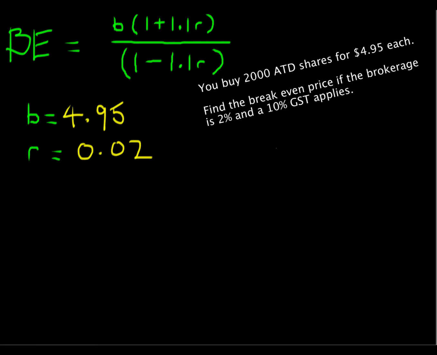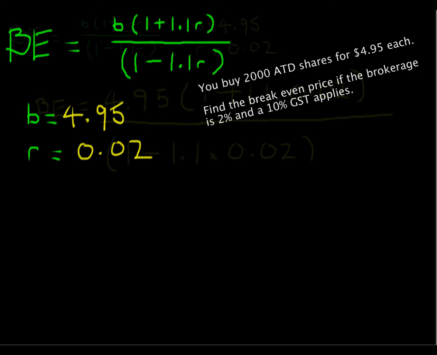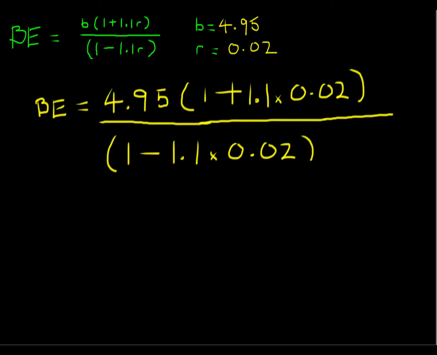The question's there. Got the formula, and I'm going to substitute and write down the values that I know. So I know B is $4.95, and I know R is 0.02 because that is the brokerage rate as a decimal. Always write them down because it's easier to see what's going on. Then we come down here and substitute the values into the formula.